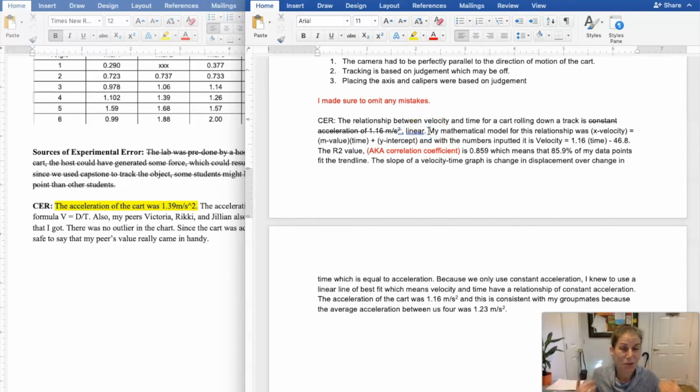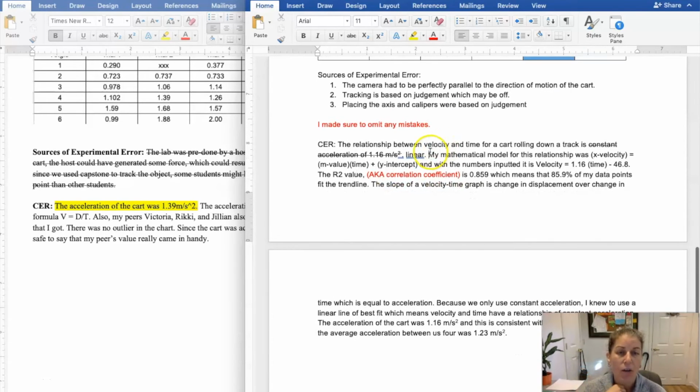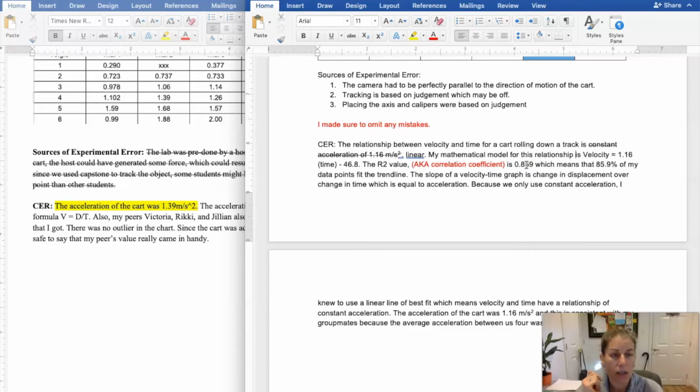That's it. You're going to look at your graph. You're going to look at the equation of the trend line. Now, once that's fixed, this is awesome evidence. So the mathematical model for this relationship, we don't need any of this, is velocity equals 1. So this is just copying the mathematical model and inserting it here.